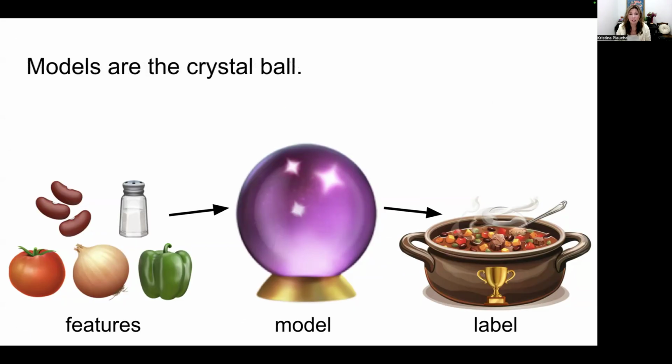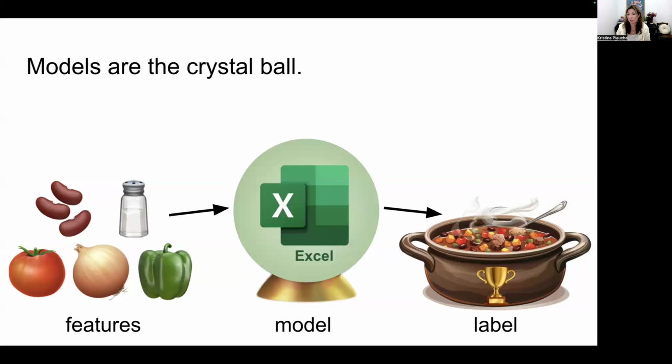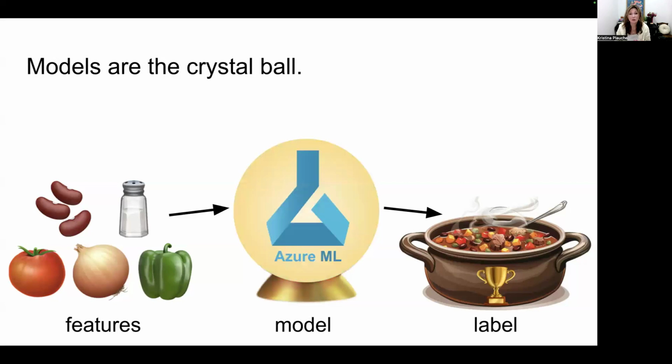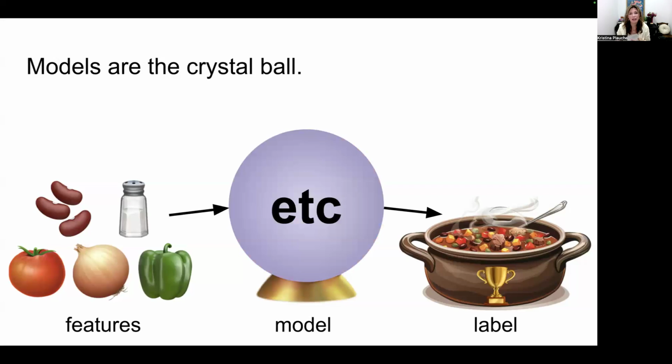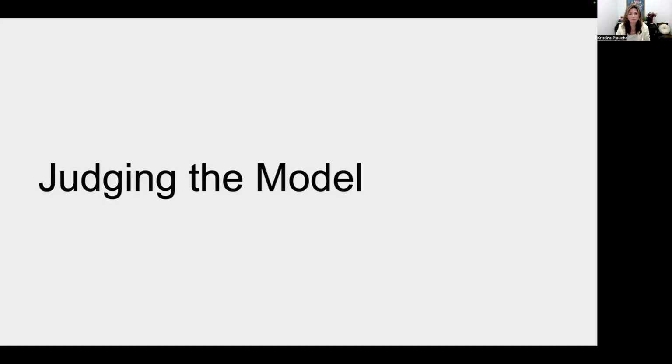So after the ingredients are prepped, we take them and we run them through the model, the crystal ball. And the crystal ball tells us what's going to make that winning pot of chili. So the crystal ball can use Excel, or it can use Azure ML Studio, or it could use another tool. We're just trying out different types of crystal balls. And in each case, we're trying to predict what ingredients will make the best chili recipe.